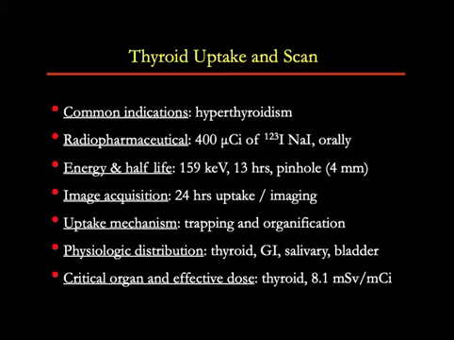The mechanism of uptake of radioactive iodine includes trapping and organification. Physiologic distribution is seen in the thyroid tissue, gastrointestinal tract, salivary glands, and some excretion into the urinary bladder. The critical organ is thyroid.